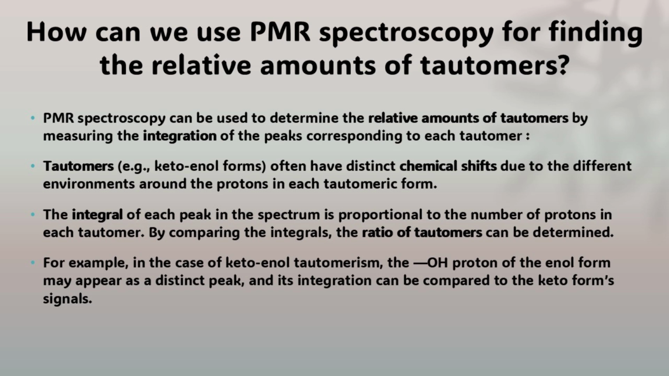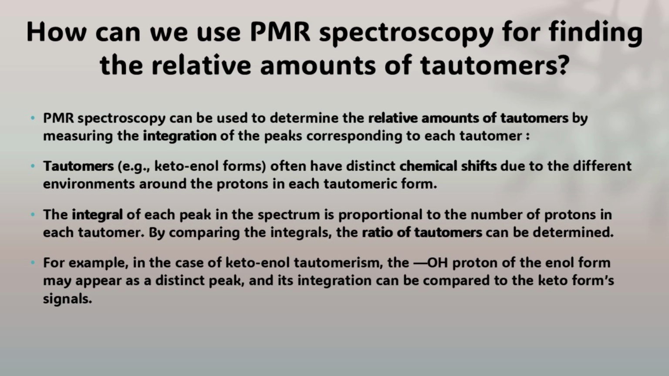The next question is question number 64. How can we use PMR spectroscopy for finding the relative amounts of tautomers? Explain in detail. The answer to this question is, PMR spectroscopy can be used to determine the relative amounts of tautomers by measuring the integration of the peaks corresponding to each tautomer.